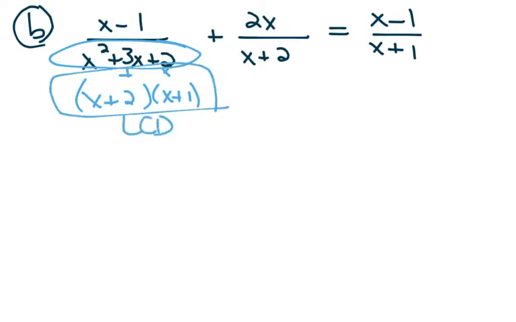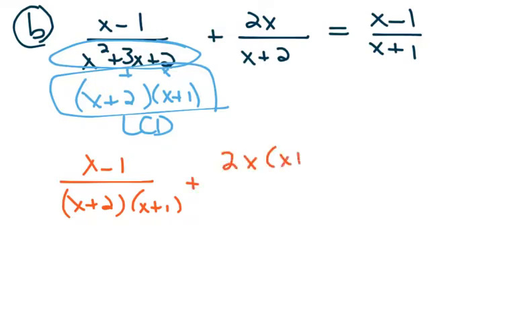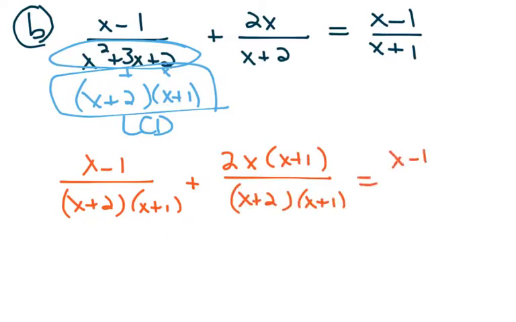This one. So what I'm going to do, and leave this in factored form, is figure out what each fraction is missing. Well, the second fraction could use an x plus 1. And the third fraction could really use an x plus 2.